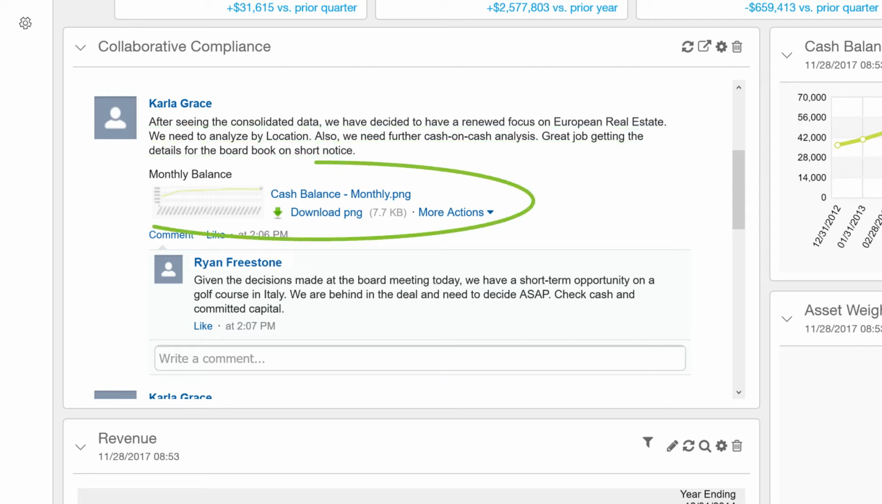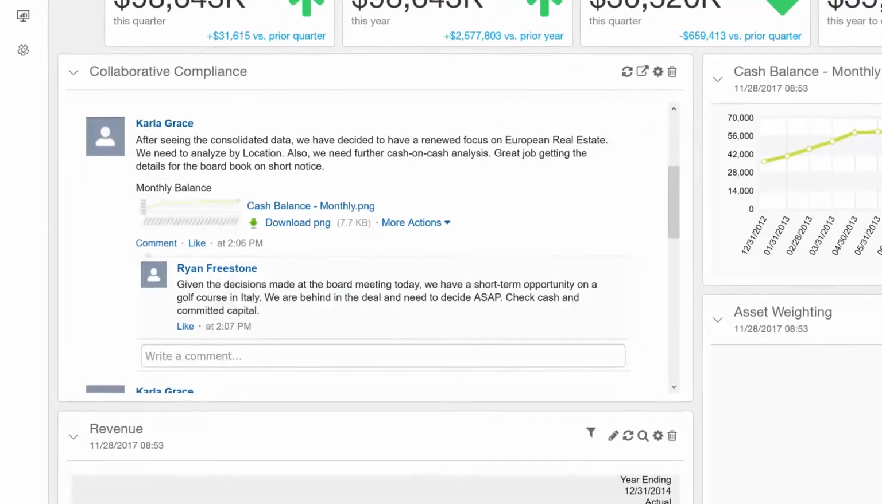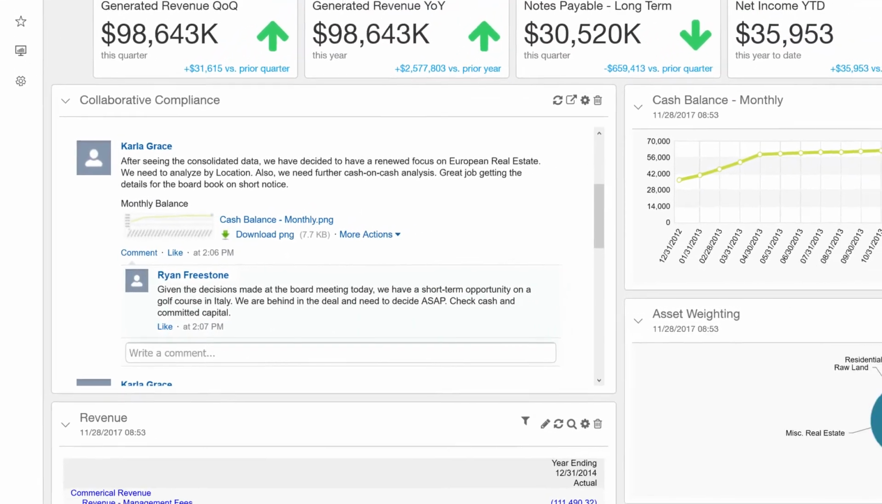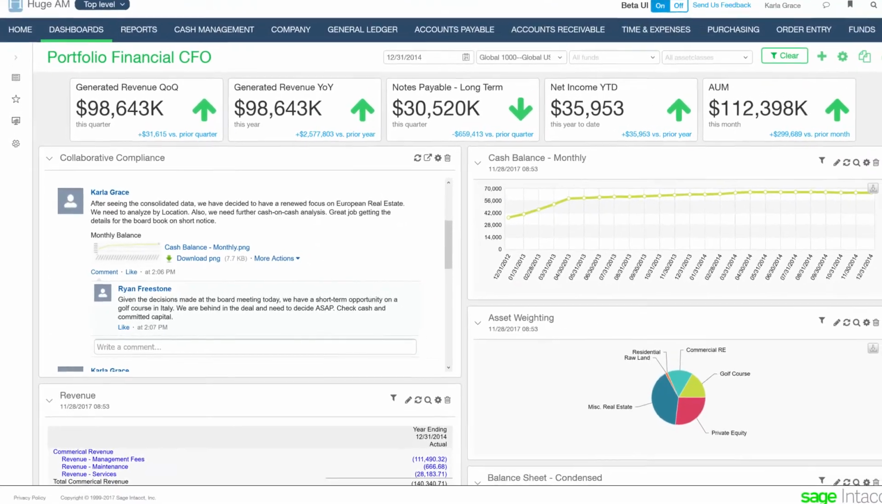Notice the included snapshot of the graph now permanently stored as part of the conversation. A follow-up note from the Chief Investment Officer says, given the decisions made at the board meeting today, we have a short-term opportunity on a golf course in Italy. We are behind on the deal and need to decide ASAP. Check cash and committed capital. A year from now, when executives are discussing why they shifted focus, they can replace recollections and speculation with a documented decision and audit trail.